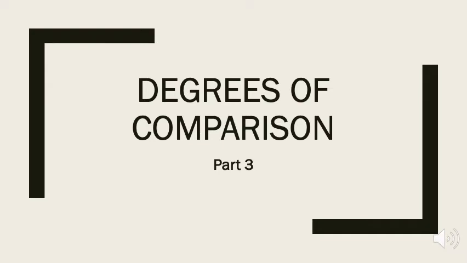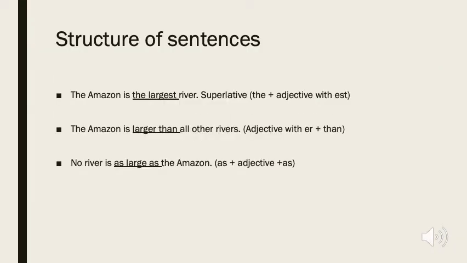In this section, we will revise the earlier lessons on rewriting sentences using different degrees of comparison, that is, without changing the meaning. And we will also look at the common errors that are made when we use the degrees of comparison. So, when it comes to rewriting sentences using different degrees of comparison without changing the meaning, we need to be clear about the structure of each one of these sentences.